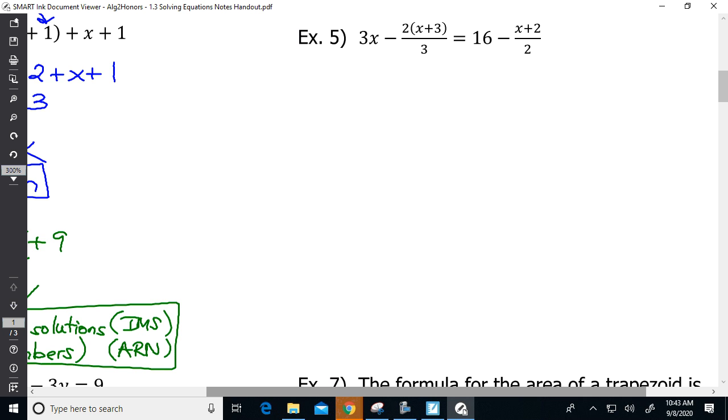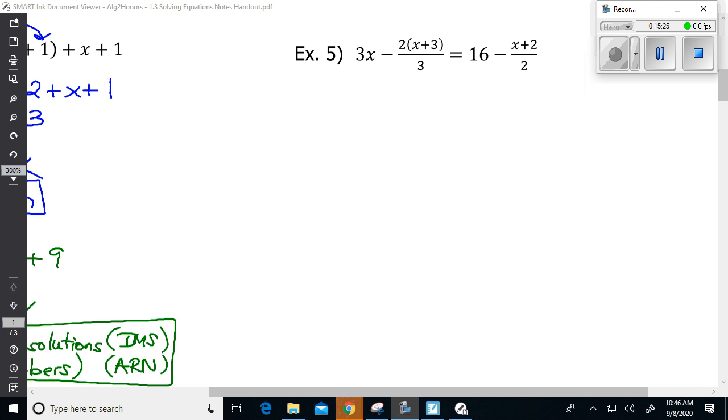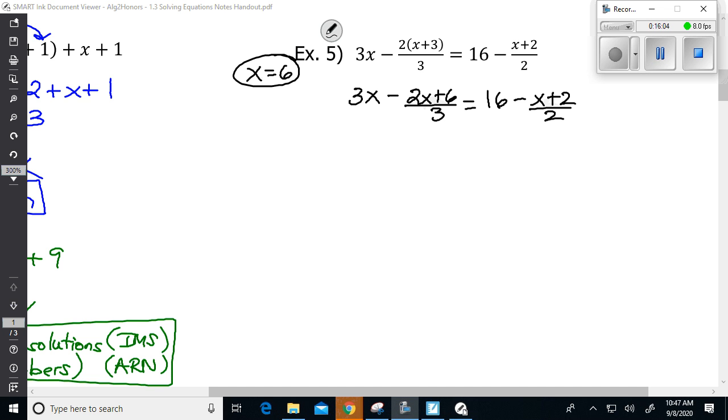So example 5. Let me just give you a minute, we can start with distributing. So we have 3x minus 2x plus 6 over 3 equals 16 minus x plus 2 over 2. Alright, so if you got here and got stuck, that's fine. Here's how we get out of the situation. What I will tell you is that if we do this problem correctly, the answer is x equals 6. That's the answer if we do this correctly.